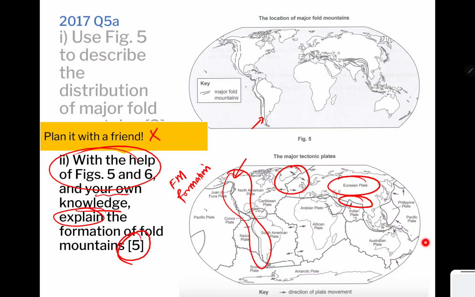What's the new concept to bring up? Because you cannot just say the exact same thing, that it's converging. So already within your first point, the concept for you to bring up is the fact that there's subduction.